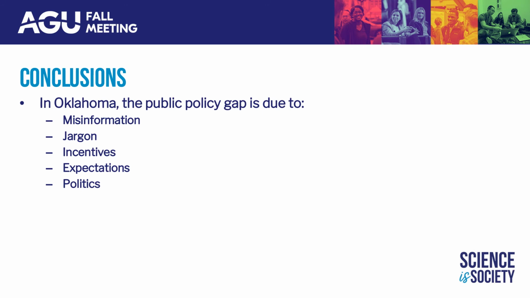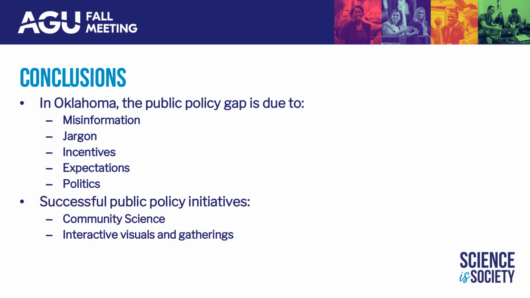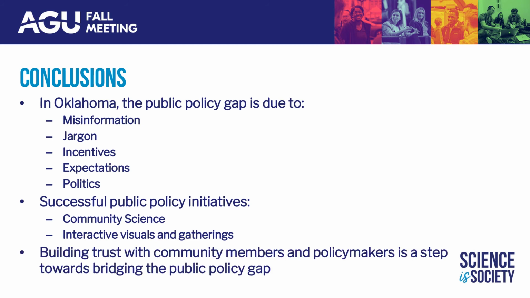And through the past year, I identified 2 successful methods of working to bridge the public policy gap in Oklahoma, which include community science and what I deemed interactive visuals and gatherings, which would be things such as webinars and ArcGIS story maps. And then additionally, I found that a key factor in doing all this was building trust with community members and policymakers. I found this was a really key and important step toward bridging this public policy gap in Oklahoma.